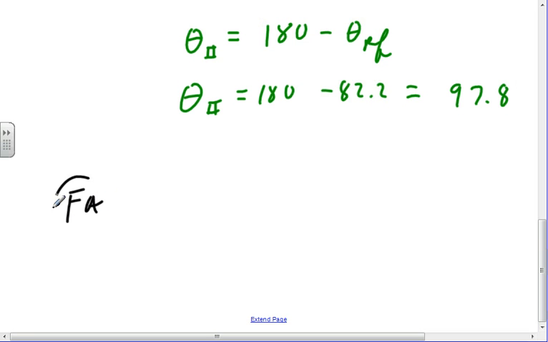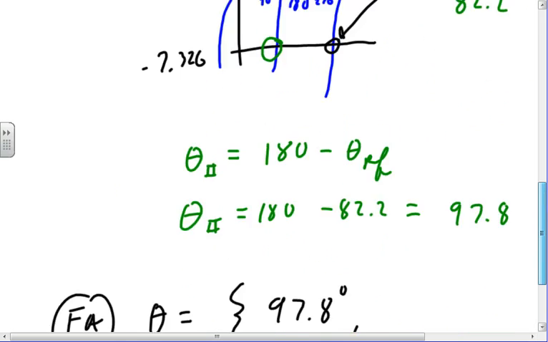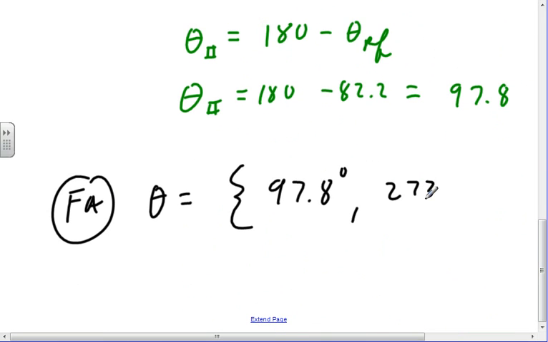Okay, so now I'm ready for the final answer. Theta is equal to 97.8 and 277.8 degrees. All right, so I have to be smarter than my calculator, smarter than the piece of paper or the pen that I'm using to do something like that.